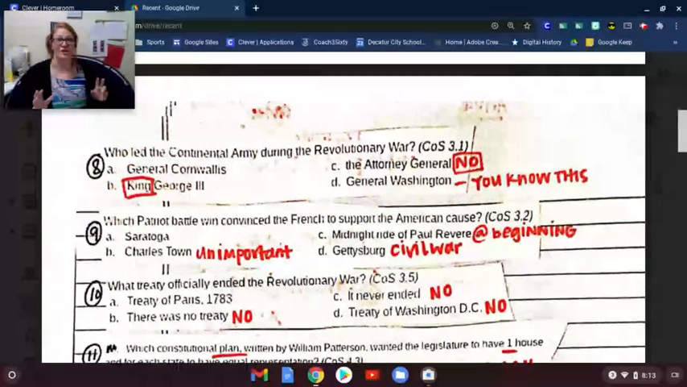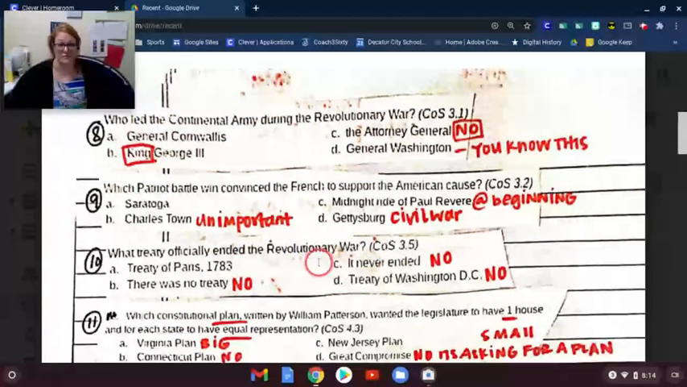But you've really got more than a 50-50 chance because if you listened at all, you kind of remember, I wrote Saratoga. Now, you may not remember what you wrote it about, being the turning point when the French start to support, but you've still got a better chance, okay?